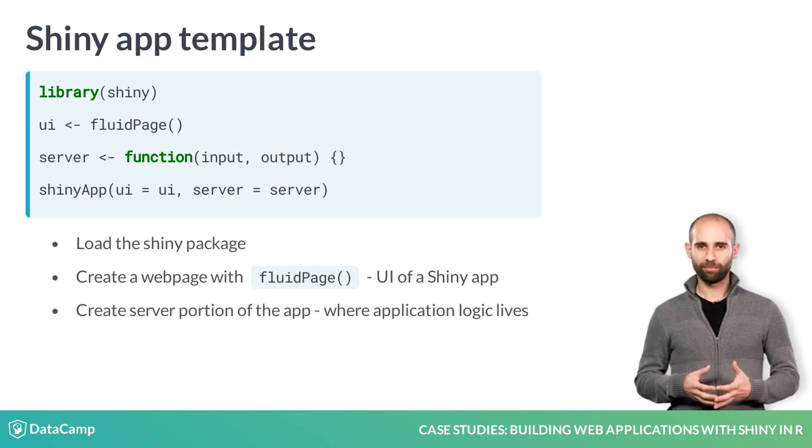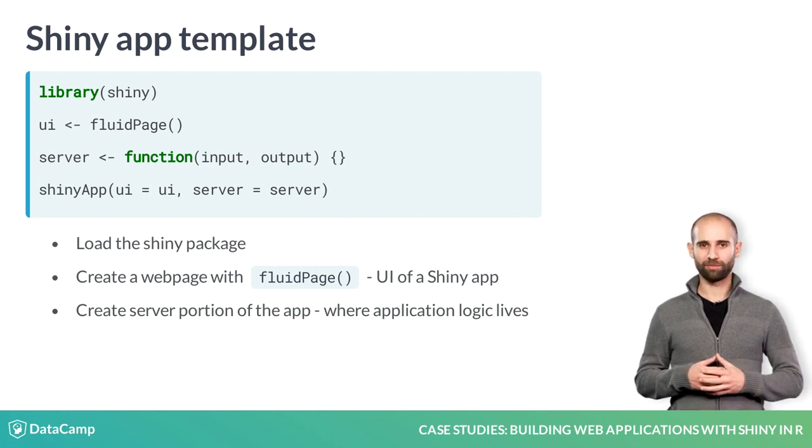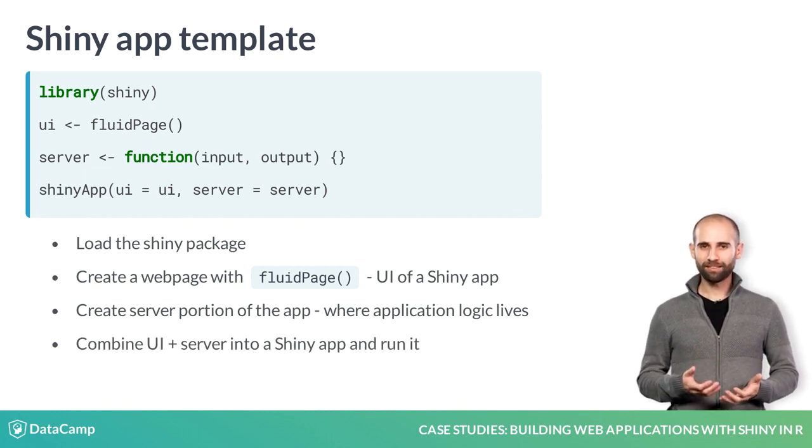The third line creates the server portion of your app. You can think of the server as the brain of the app. It's where the logic is implemented. For example, if you want to show a plot, then the UI is responsible for the location and the size of the plot, but the server is responsible for generating the plot. The last line combines the UI and the server into a Shiny app and runs it.